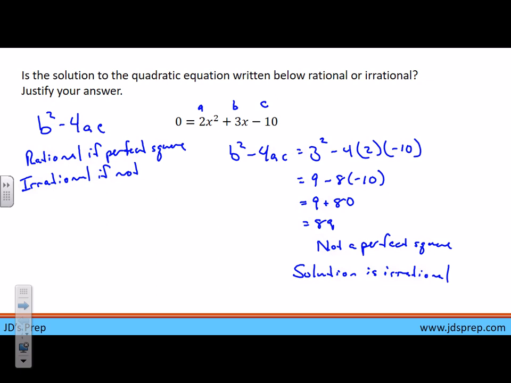So all you do is check the discriminant, plug in the values of a, b, and c, paying very close attention to the signs on those numbers, because if you mix up the signs, then your discriminant is not going to have the correct value. Plug them into the discriminant and see if the result is a perfect square or not. If it is, then your answer is going to be rational. If it is not a perfect square, your answer will be irrational.